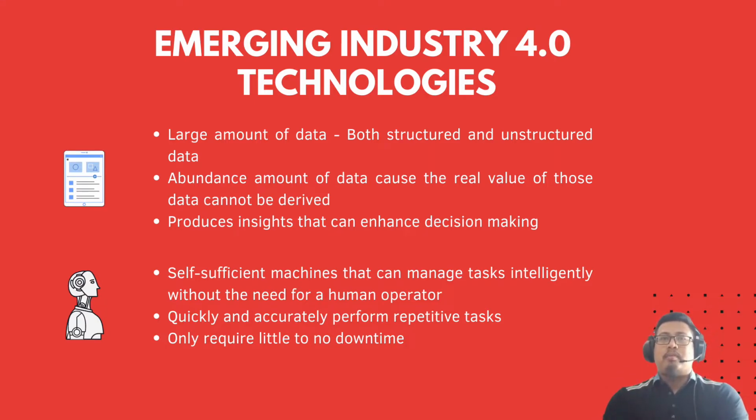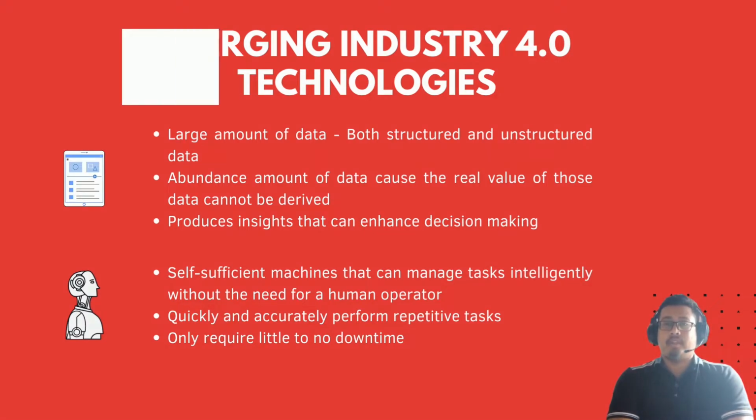Second is autonomous robots. They are self-sufficient machines that can manage their tasks intelligently without the need for a human operator. Their usage can quickly and accurately perform repetitive tasks which they are programmed for. Besides, they require little to no downtime except for maintenance.